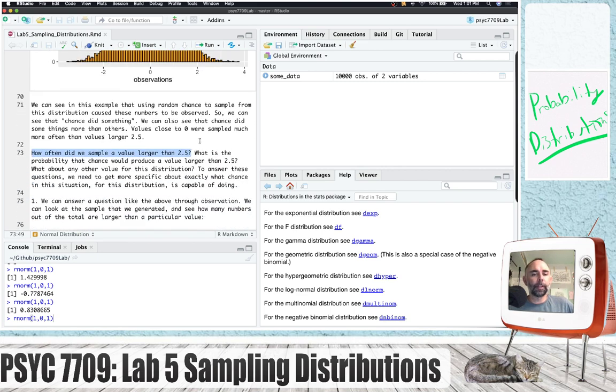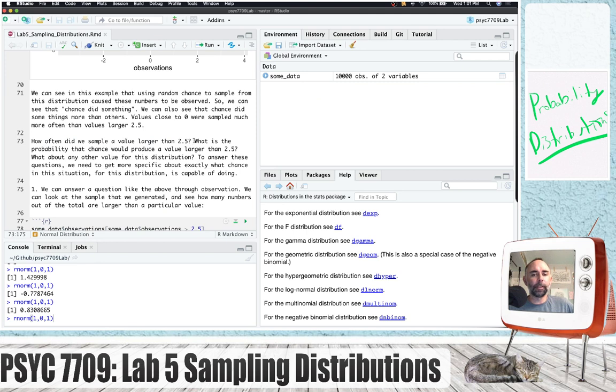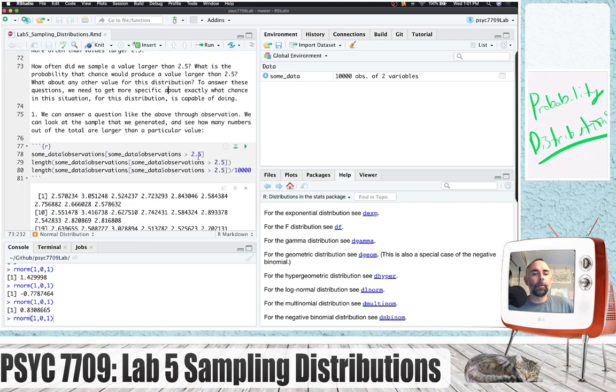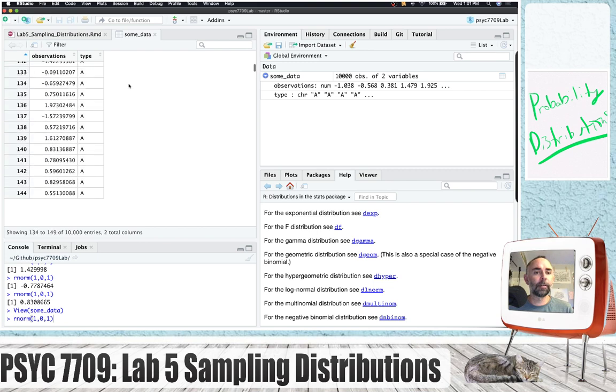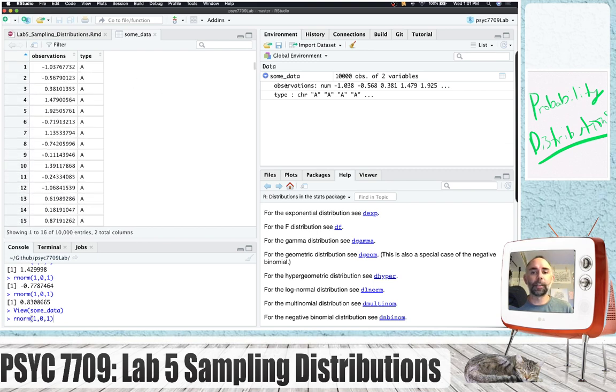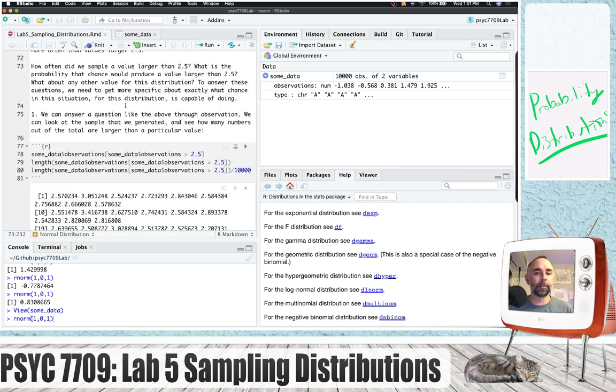So let's figure this stuff out. What is the probability that chance would produce a value larger than 2.5? How would we figure that out? One way we can do that is by sampling a bunch of numbers from the distribution. We already did that. We've got 10,000 numbers here, right? In the data frame called sum_data, the column observation has 10,000 example numbers.